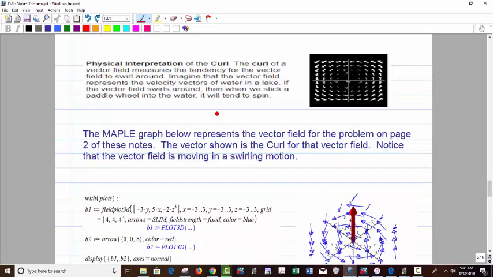Physical interpretation of the curl. The curl is a vector field that measures the tendency of the vector to swirl around. It says, imagine that the vector field represents velocity vectors of water in a lake. If the vector field swirls around, then when we stick a paddle wheel in the water, it will tend to spin. All right. So I guess no curl, no spin.